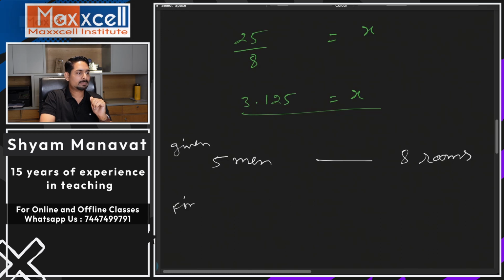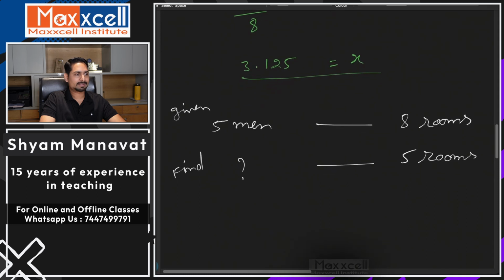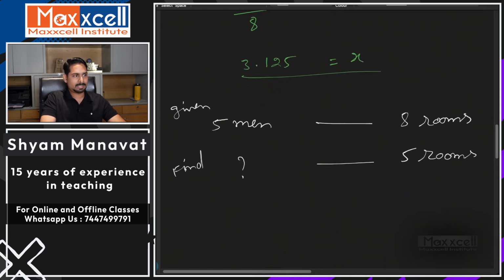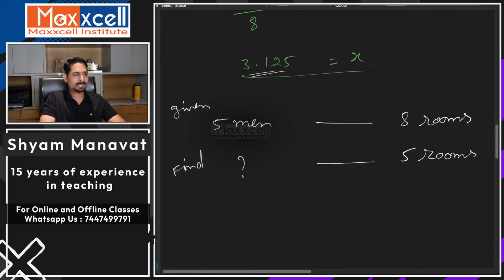Now what you need to find is how many men are required to paint 5 rooms. Tell me, how do we solve this? Shall we cross multiply here also? Think about it. If I cross multiply here, I am going to get the same value, 3.125, because the numbers are the same. So 3.125 people are required to paint 5 rooms.